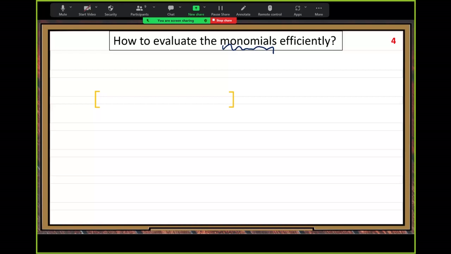So the question: what is the fastest way to calculate a monomial given x and k? How to calculate this expression, x to the nth, in the fastest possible way. So here I introduce two techniques, repeated squaring and repeated cubing. All right. First, repeated squaring.